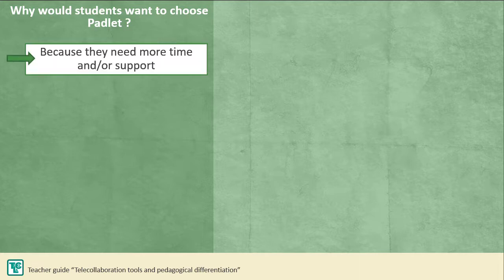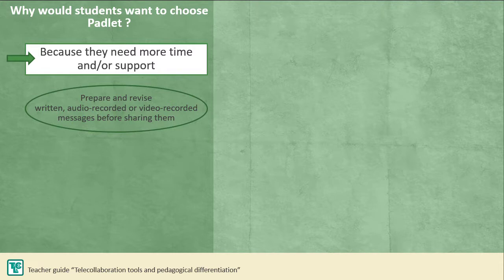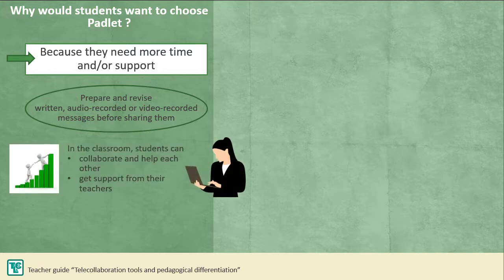And what about Padlet? Why would students want to choose Padlet? It is because they need more support and more time to think before going online. In Padlet, students can prepare their written, spoken, or video recorded messages before sharing them with their international partners. They can revise their texts and recordings until they are satisfied with the result and then post them on the Padlet wall. All this can be done in class, where students can collaborate in small groups and help each other or get support from their teachers.